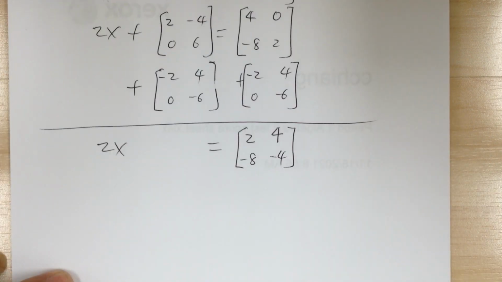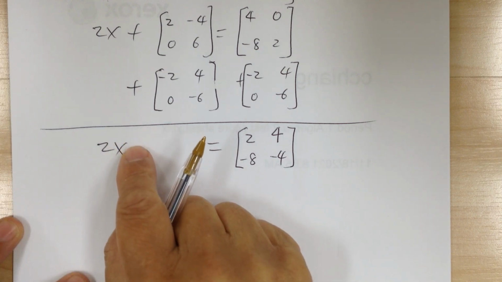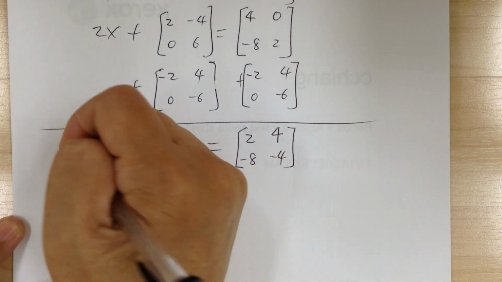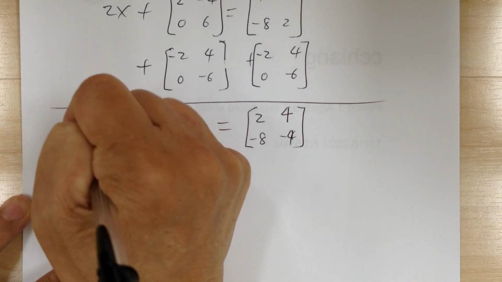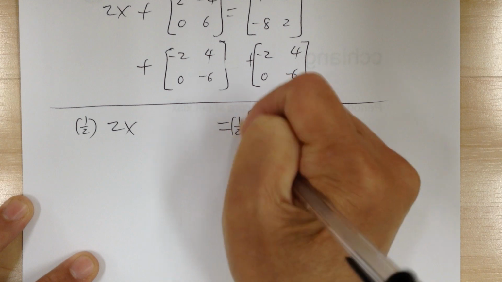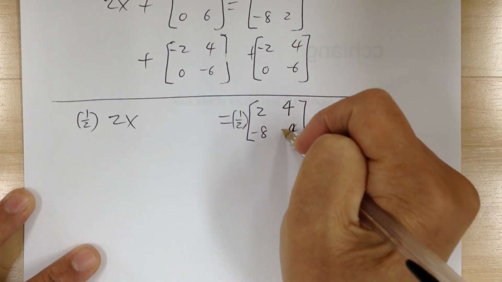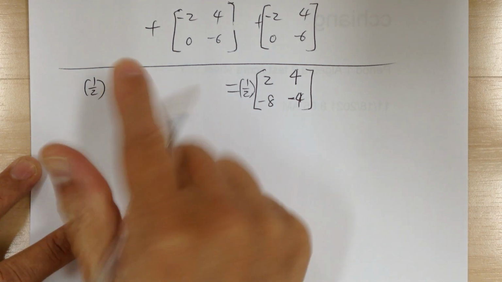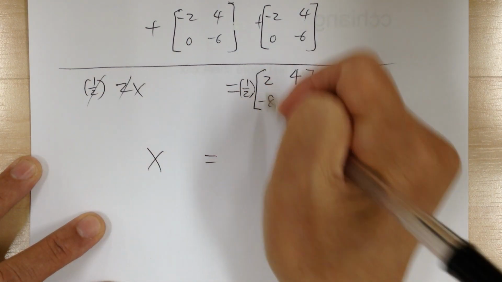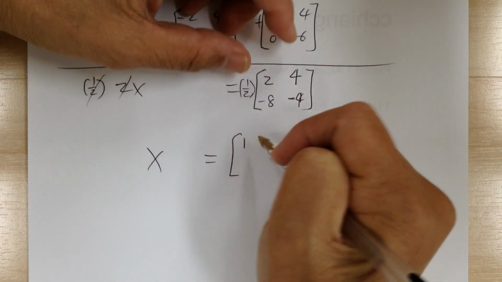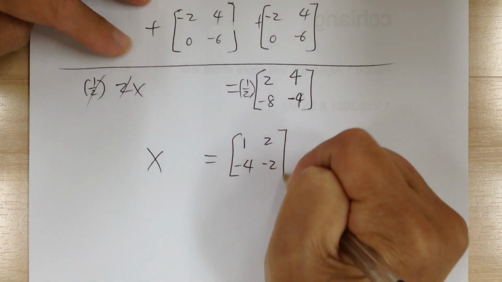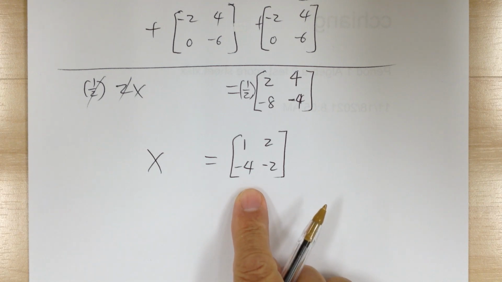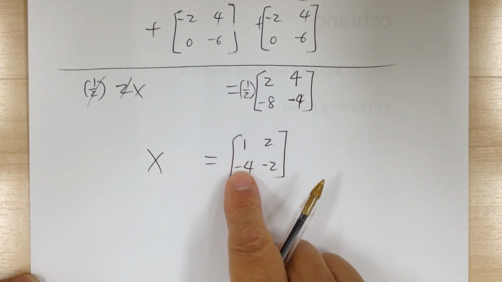Okay? Now the next thing is, you want to avoid doing the division in the matrix. So in this case, you want to multiply by 1/2. Now one thing about matrices is to keep a good habit: if you multiply by 1/2, you want to put it in the front. Keep a habit of doing that, and it will save you a lot of trouble later on. So that 1/2 and 2 will cancel out. So X will equal, and you distribute: 1/2 times 2 is 1. 1/2 times 4 is 2. 1/2 times negative 8 will give you negative 4. 1/2 times negative 4 will give you negative 2. Okay? And so that's it for your answer. The matrix X is equal to [1, 2; negative 4, negative 2].